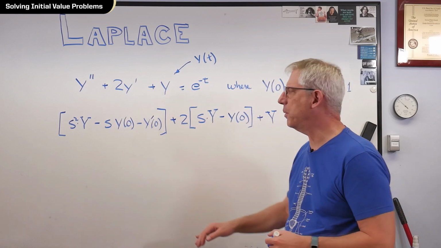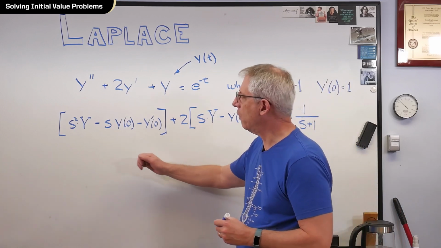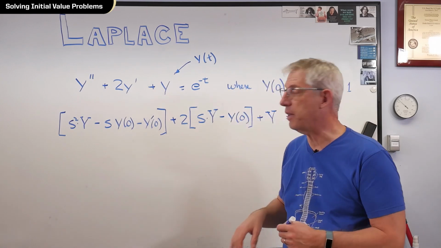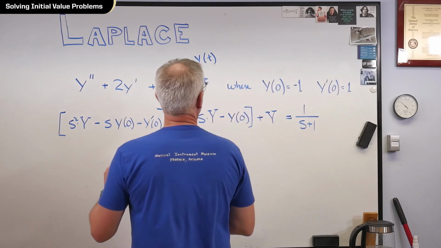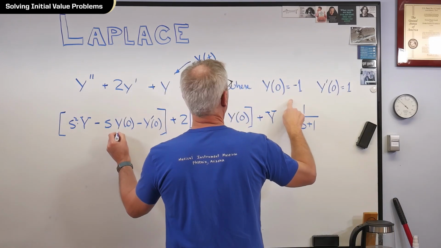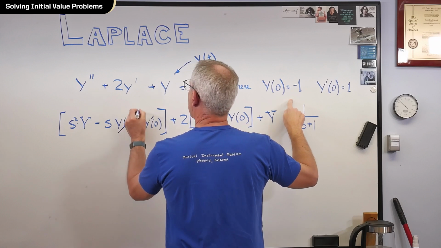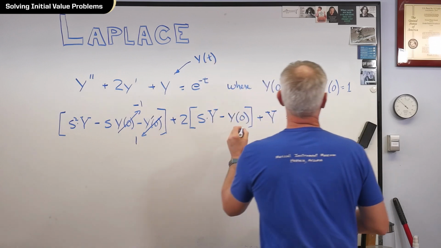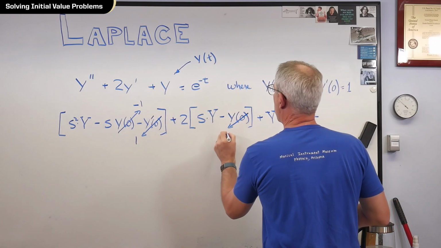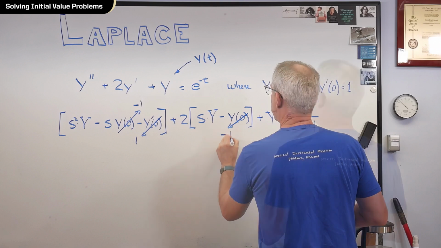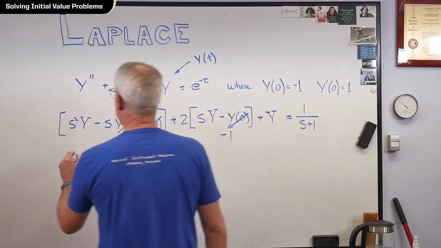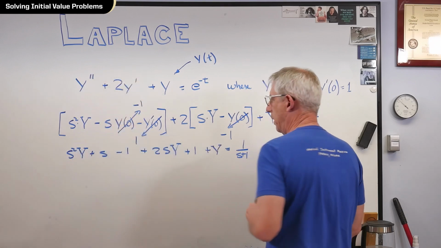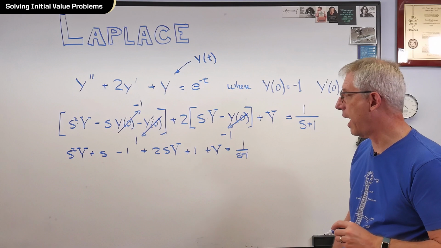It's going to take me a couple of boards here probably, but we're going to get Y of s on one side of the equation equals some expression of s on the other side. So here we go. That's minus 1, and that's 1, and that's minus 1. All right, so let's start writing all this out. s squared Y, okay, there. First step. Now let's start gathering terms here.